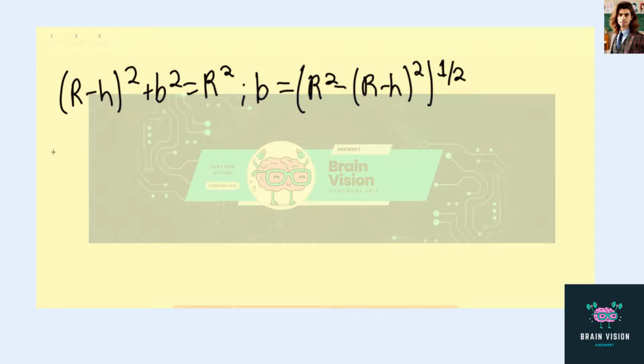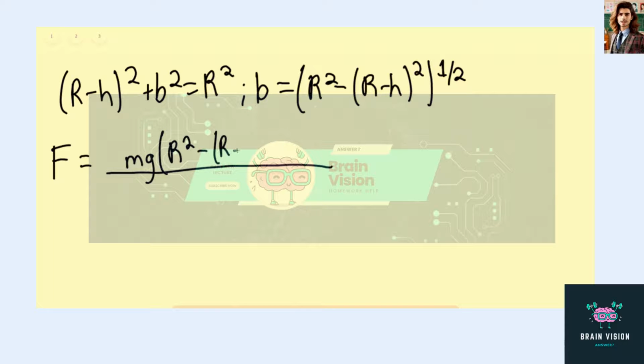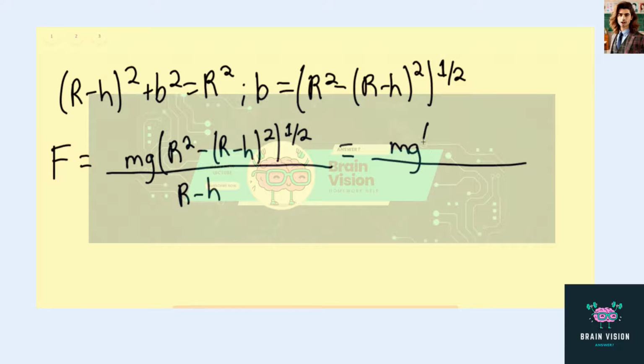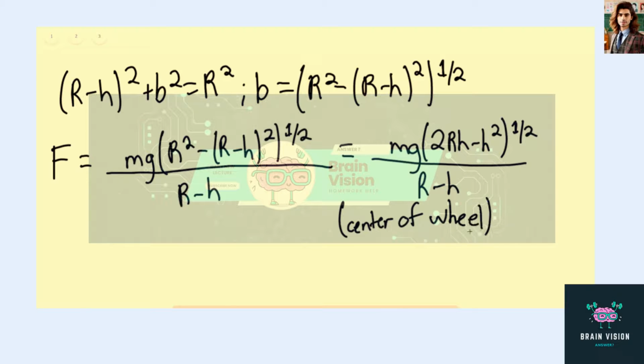And so we can say that the force, after substituting all of this in, is going to be equal to mg times (R squared minus (R minus H) squared) to the 1/2 power, divided by (R minus H). This is simply going to be equal to mg times (2RH minus H squared) to the 1/2 power divided by (R minus H). This is going to be for the center of the wheel.